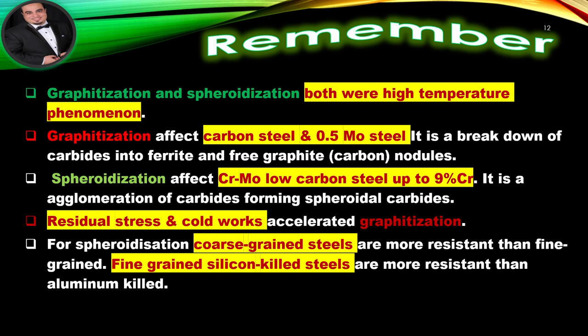Residual stress and cold work accelerate graphitization. For spheroidization, coarse-grained steels are more resistant than fine-grained. Fine-grained silicon-killed steels are more resistant than aluminum-killed.